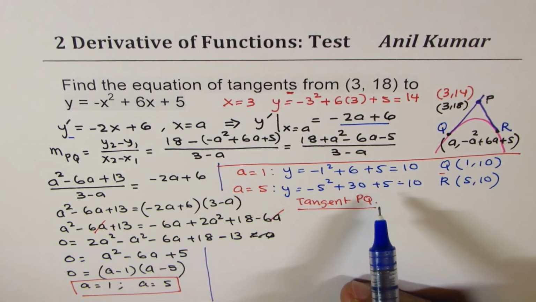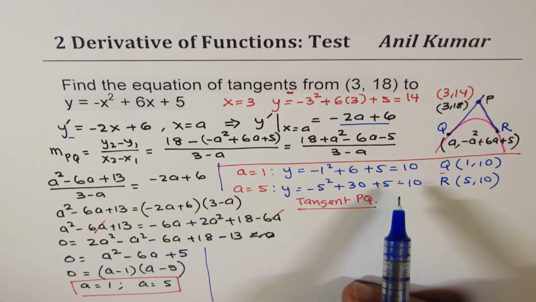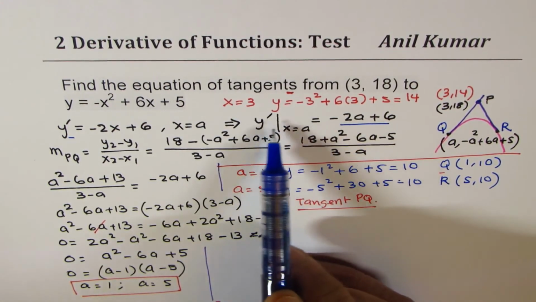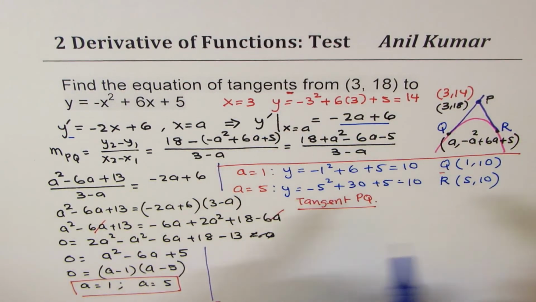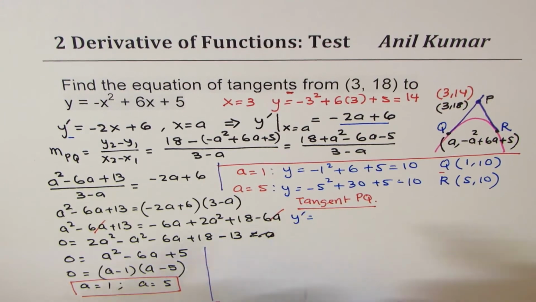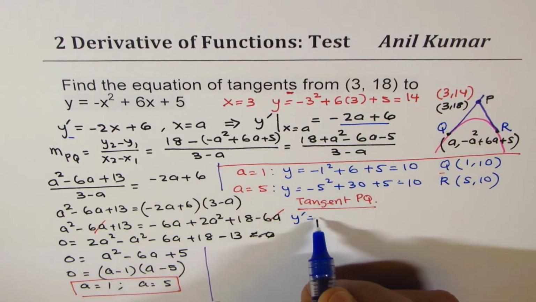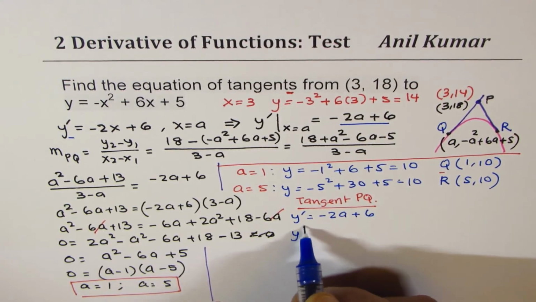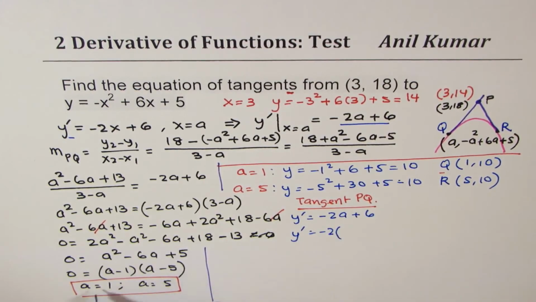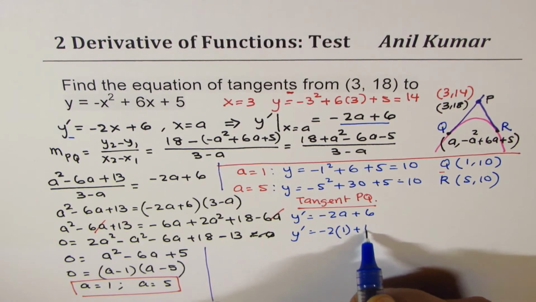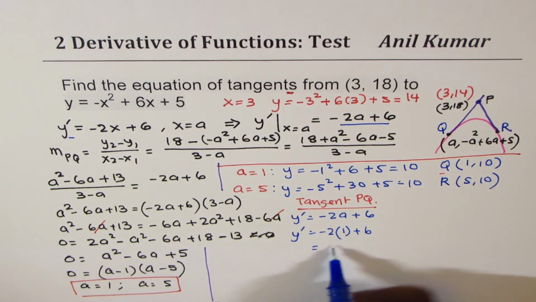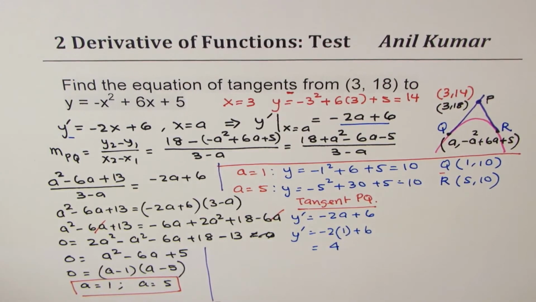And the slope at this point, for a equals to 1, let's write down the slope. We know y dash is equals to minus 2a plus 6. So y dash will be equals to minus 2 times a, which is 1, plus 6, and that gives us minus 2 plus 6 is 4. So we get a slope of 4, right?